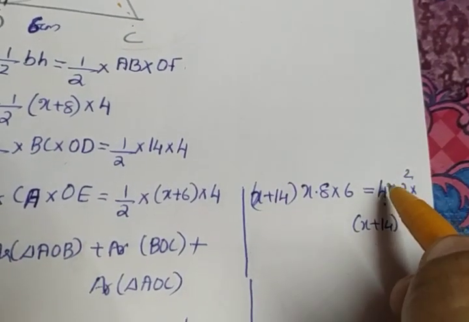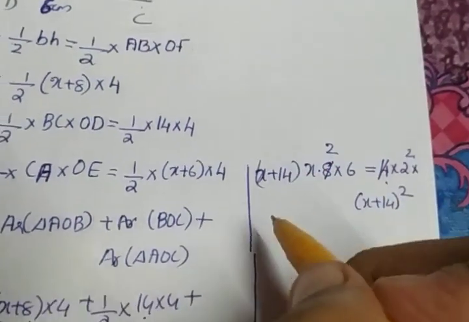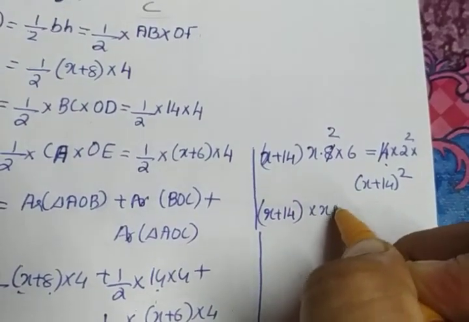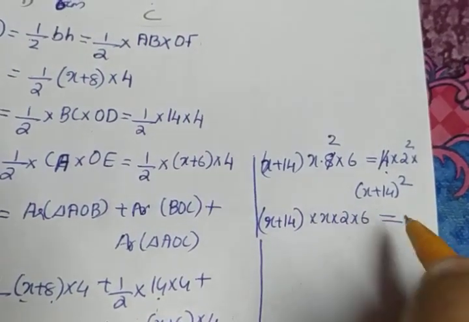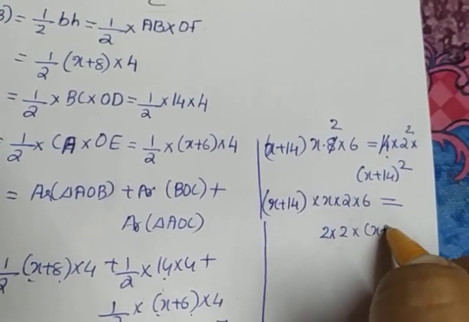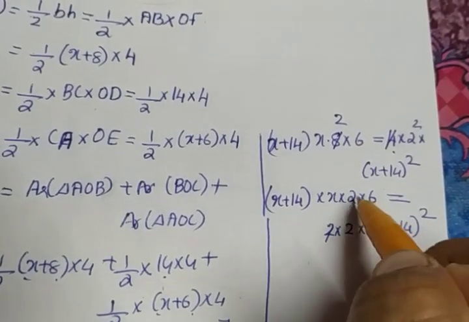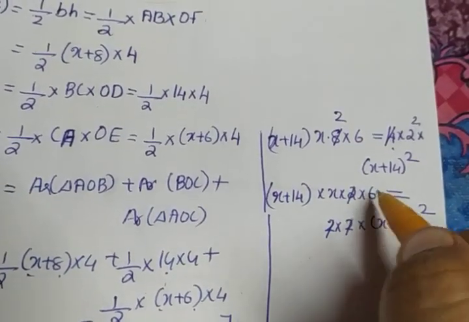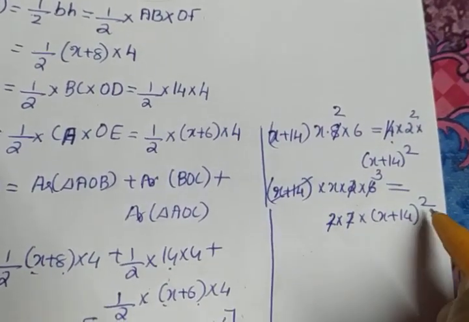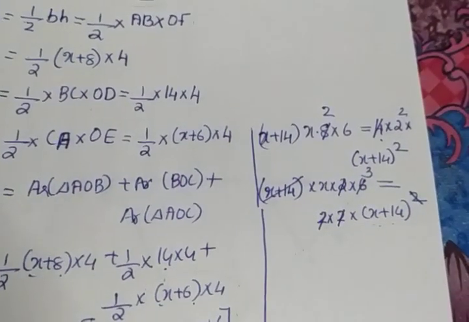And on the left side and right side, 4 and 8 get cancelled, giving you 2. Okay. So what we get on the left side is (x plus 14) into x into 2 into 6, equal to the right side, which is 2 squared. 2 squared is actually 2 into 2 into (x plus 14) the whole squared. Again cancellation is possible. 2 gets cancelled. Isn't it? Again 2 and 6 get cancelled, giving you 3. On the right side we have (x plus 14) the whole squared, and one (x plus 14) gets cancelled.